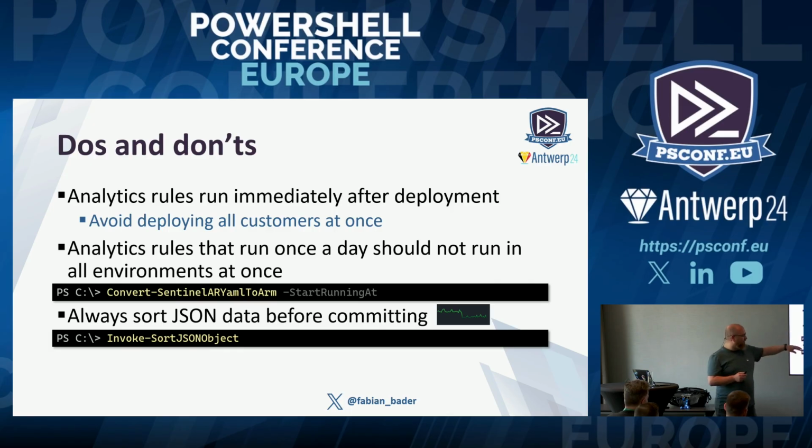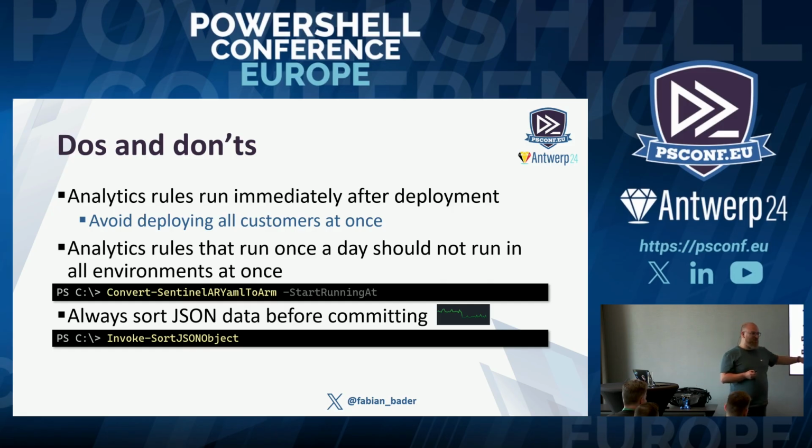This is why we have the ability to define a start running at in the moment we deploy it to the customer. And what we do is we create a custom run starting time based on the repo name. And it's always between 9 in the morning and 2 in the afternoon. And based on hashing, it's always the same time. But for each customer, it's a bit different.